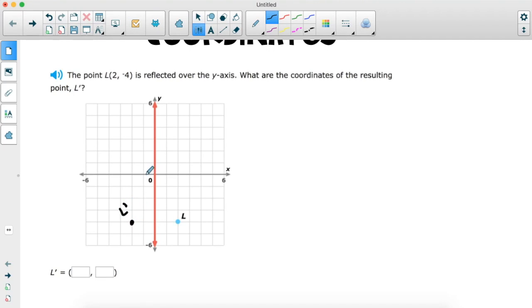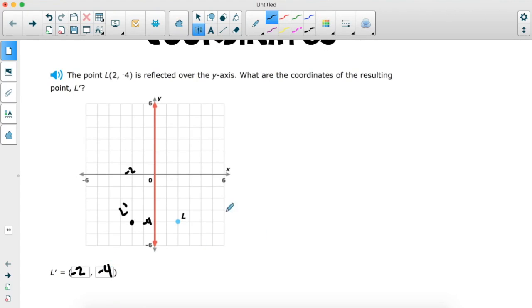And this point here, you can see, is at -2. And when you count down, 1, 2, 3, 4, this is -4. So your point is -2, -4.